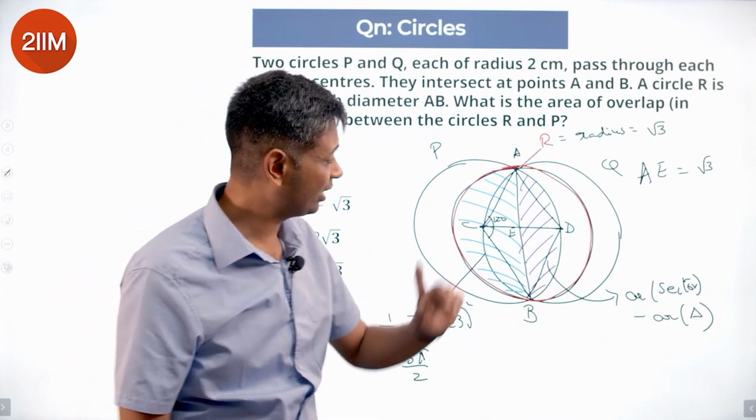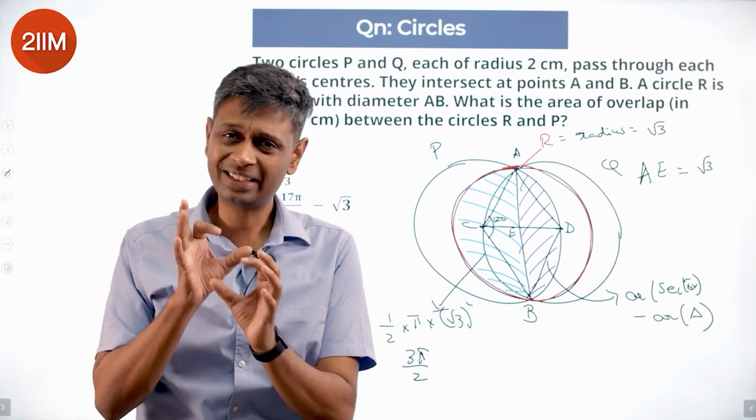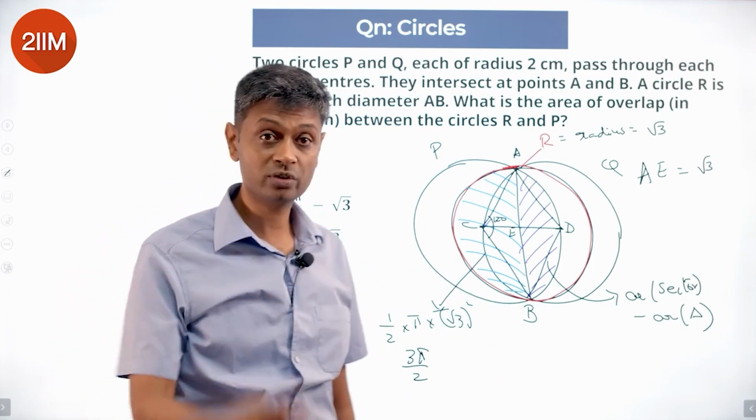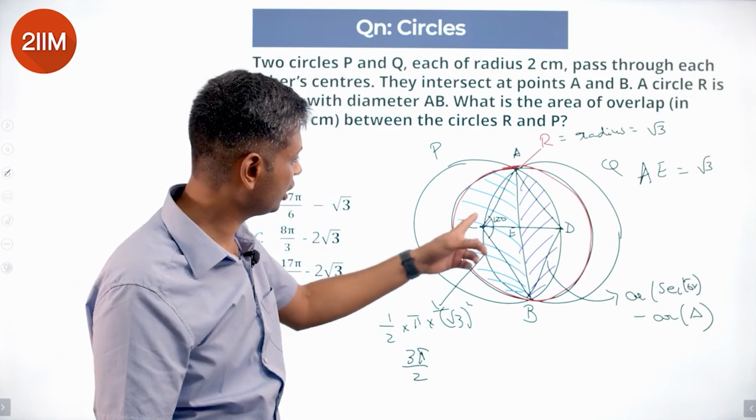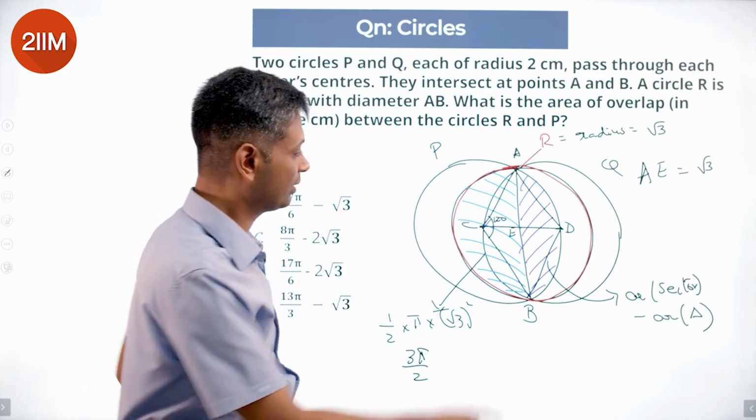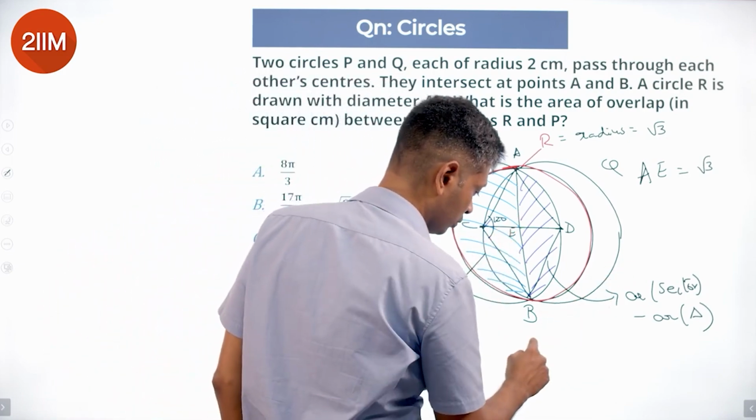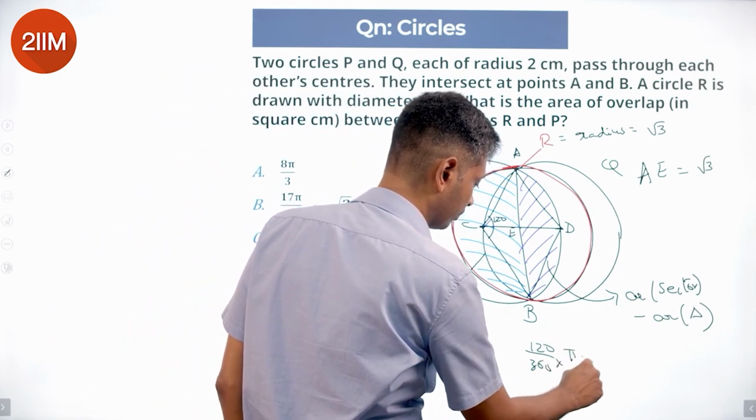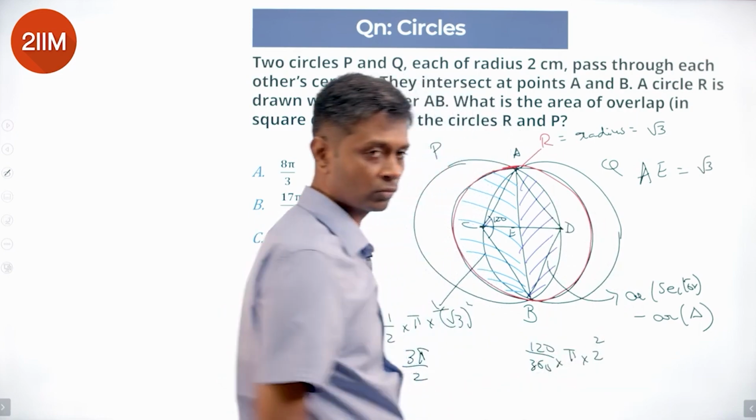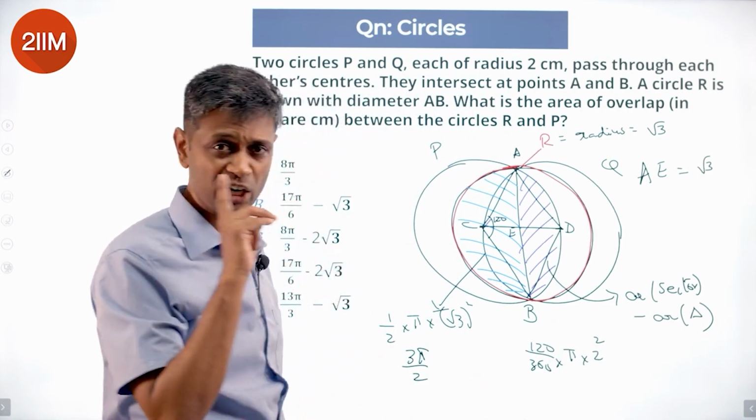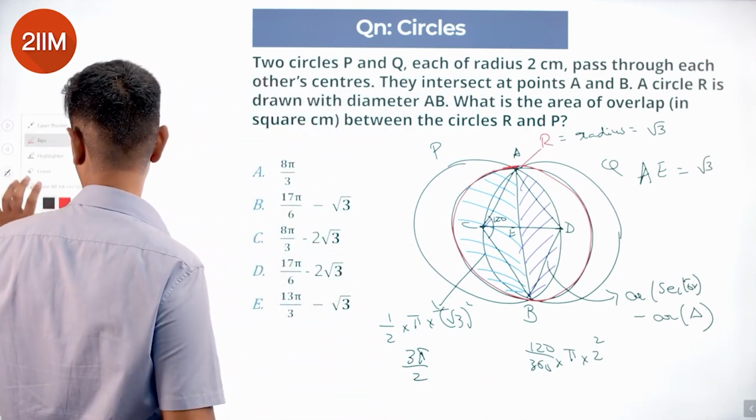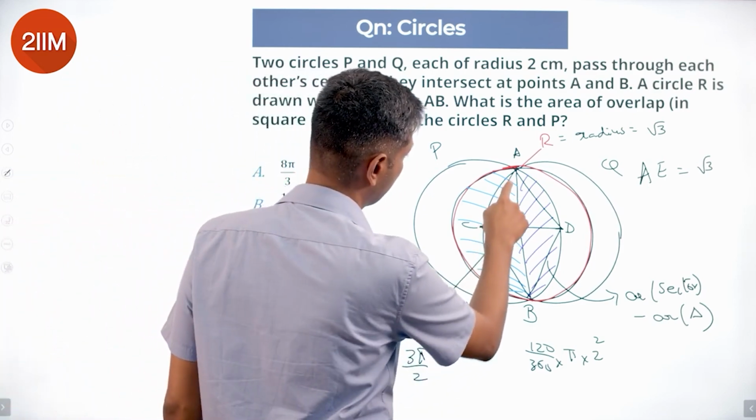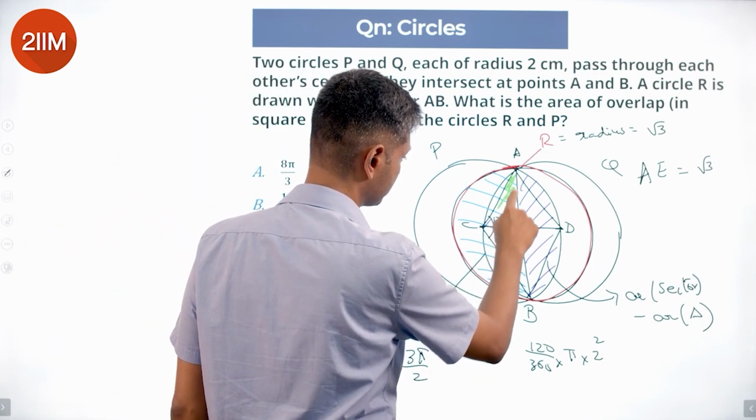What is the area of the sector? Angle at the center divided by 360 into pi r square. What is the radius here? Radius will be 2. What is the angle at the center? 120. And so let's write area of the sector, just 120 by 360 into pi into 2 square. What is the area of the triangle? The triangle we have in mind here. I'm going to again see if I can find a different color. The triangle we have in mind here is this triangle here.